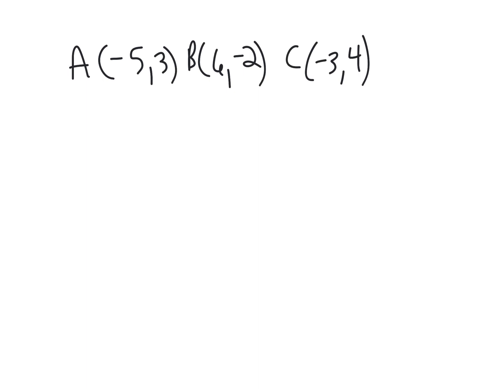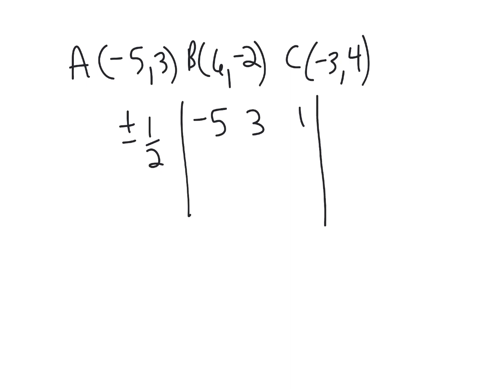So we're going to start off by plus or minus 1/2 times, we're going to do the determinant. So we're going to start with the coordinates of A are -5, 3, and we'll put a 1 next to that. Coordinates of B are 6, -2, we'll put a 1 next to that. And coordinates of C are -3, 4, and we'll put a 1 next to that.